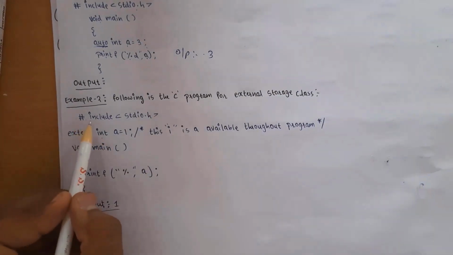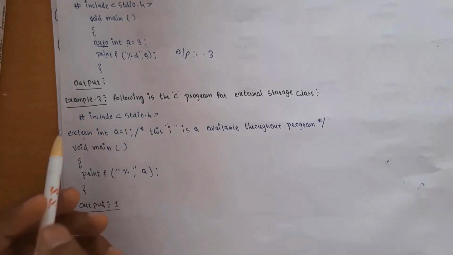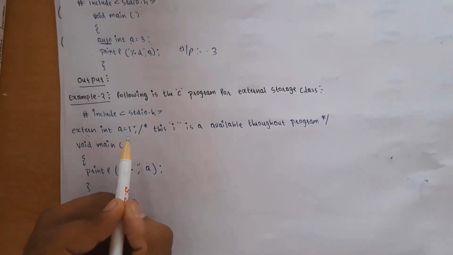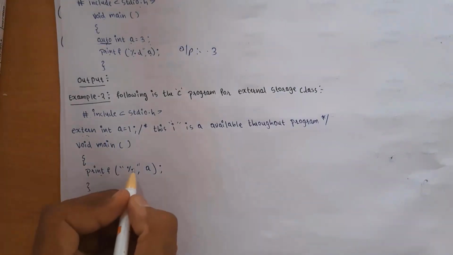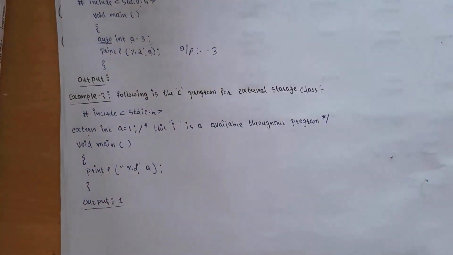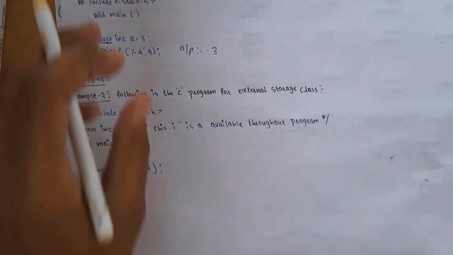So here I have written #include <stdio.h>. After that I wrote extern int a = 1. After that I wrote void main, and inside void main I wrote printf("%d", a), where auto, static and register are declared inside the main function.